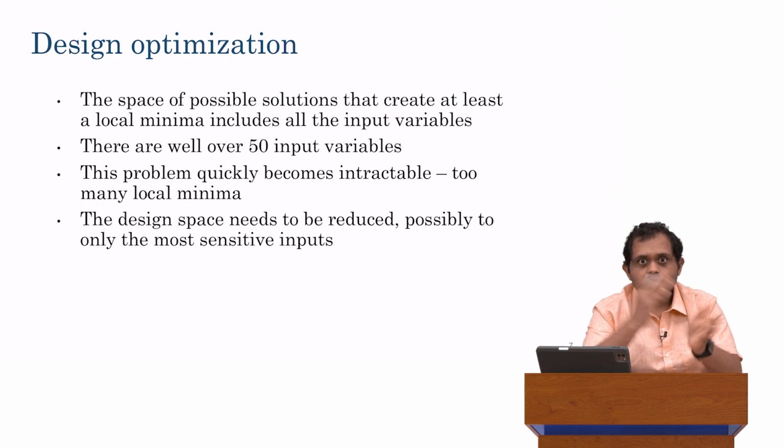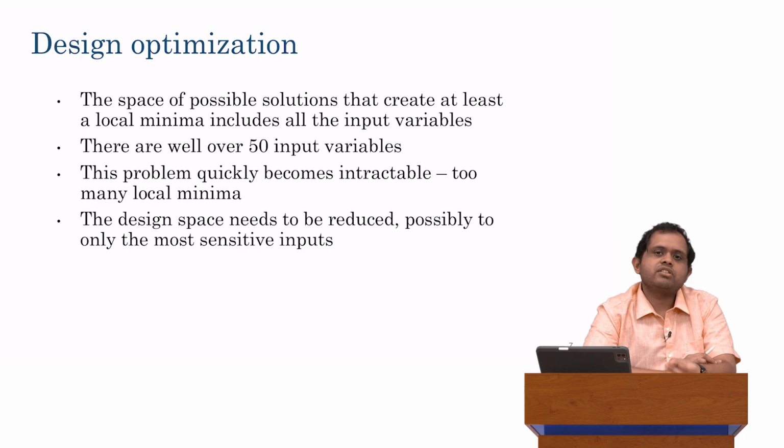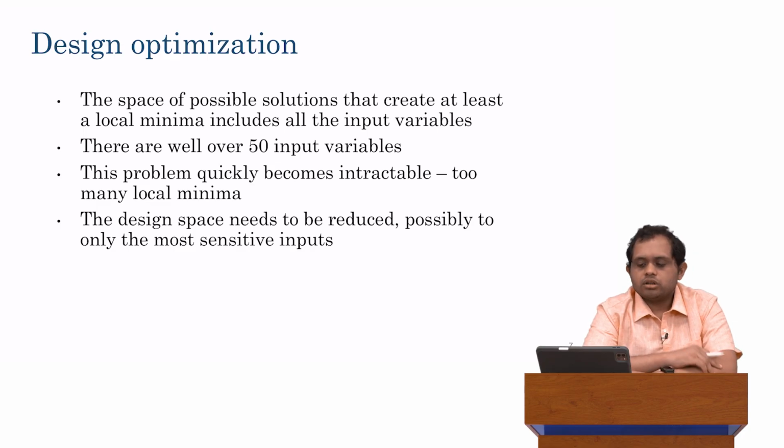The holy grail, or what we really want in a design optimization, is: can we get a global minima? That is, across all possible designs, across all possible variables, can we get that one combination which gives us the absolute least difference between predicted distress and the maximum allowable distress? That's called a global minima. That's what we would like to get. But there are certain problems along the way.